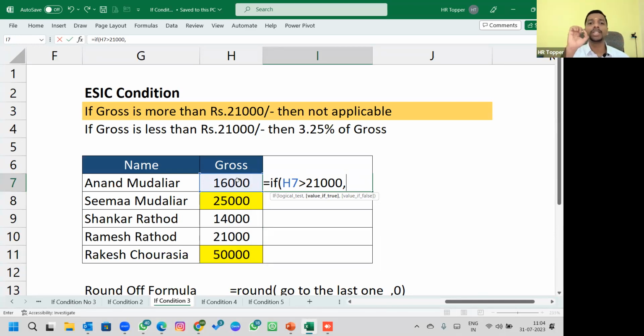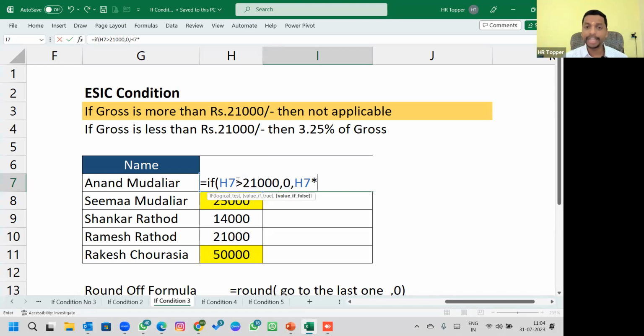That means zero. Or else, now condition number two. But there is no condition, it is an ending condition. It is only two conditions. So what is the ending condition? Gross into 3.25 percent. Now you have to remember one thing, a thumb rule.